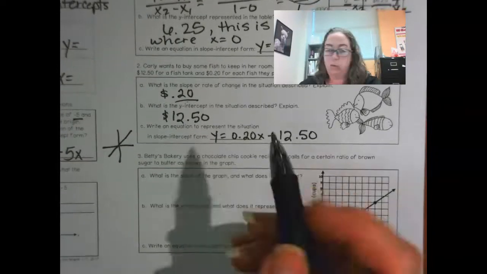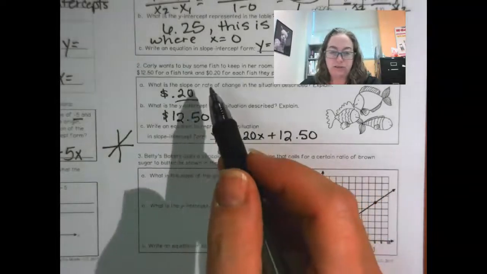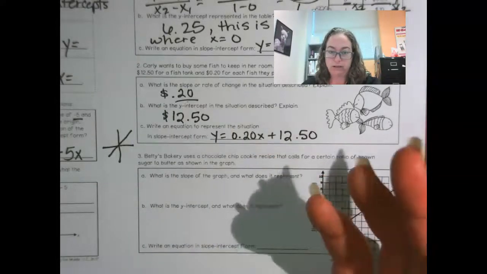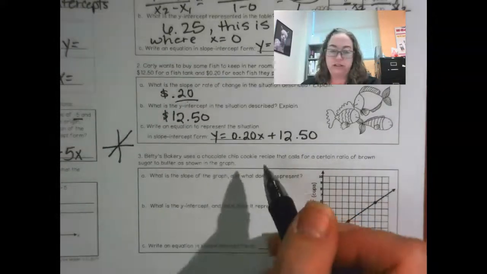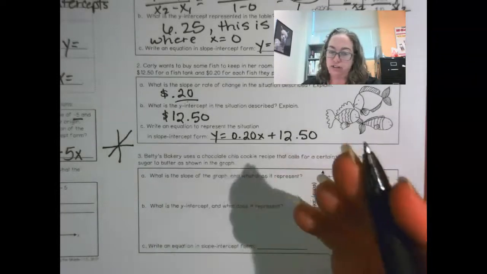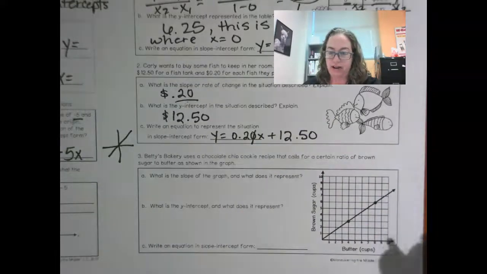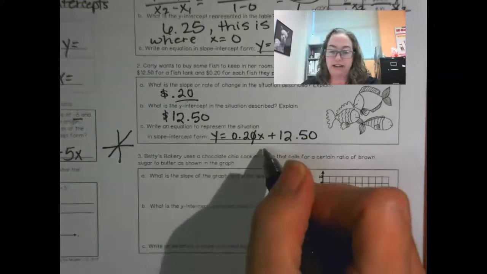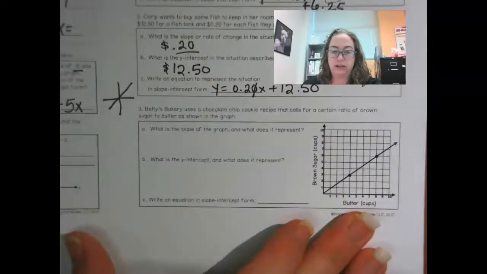Then when we look at the y-intercept, it's $12.50 because she has to pay $12.50 for the fish tank no matter what. That's where her cost starts. So the equation to represent this situation in slope-intercept form is y equals 0.2x plus 12.50. So then let's look at the next one.